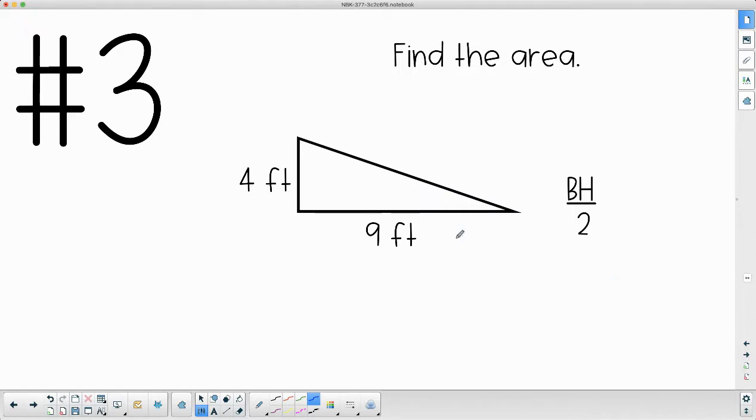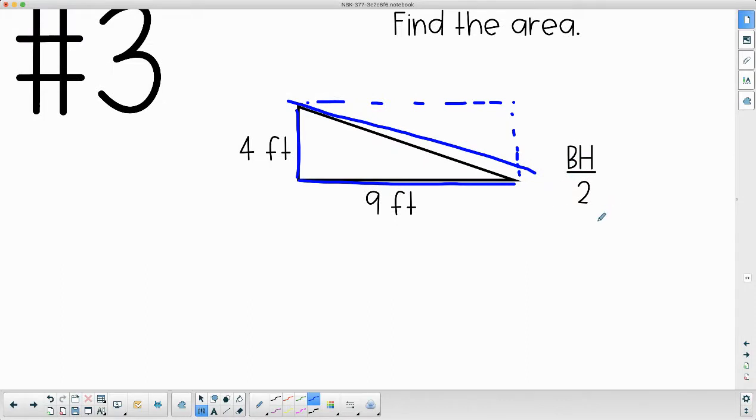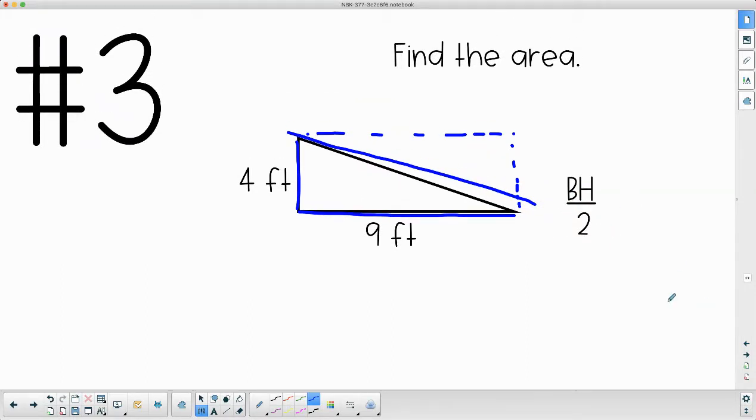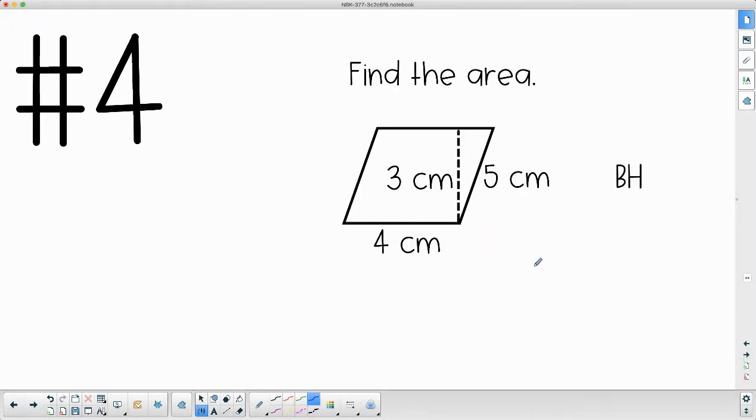Number 3 asks for the area of this triangle. So our formula for an area of a triangle is base times height. So if you remember, it is like a rectangle, but then we have to cut it in half. So our base is 9. Our height is 4. So we multiply those together and cut it in half, divide by 2, units squared. Number 4, we need the area of this parallelogram. It's base times height. Here's my base, and remember height goes straight up. So 4 times 3 centimeters squared will give us that answer.